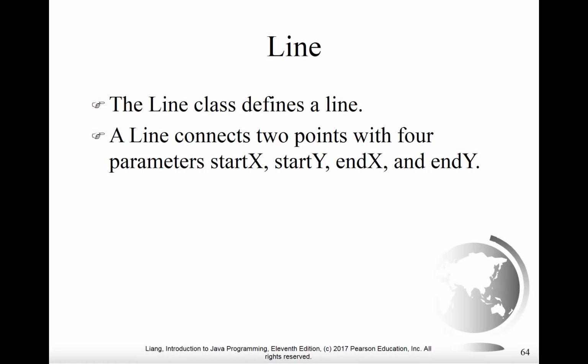The next shape we're going to explore is the humble simple line. A line class is what's used to define lines, and a line will connect 2 points that you give it. That's 4 parameters total because each point is a pair of numbers. The first pair is start x, start y, which indicates where the beginning of the line will be. The next pair is end x, end y, which defines where the end point of the line will be.